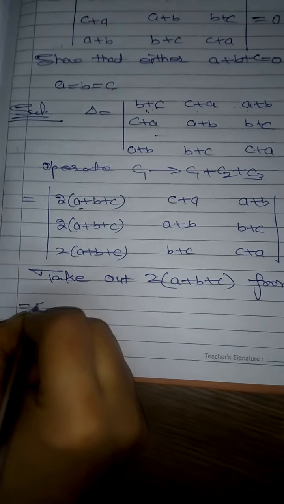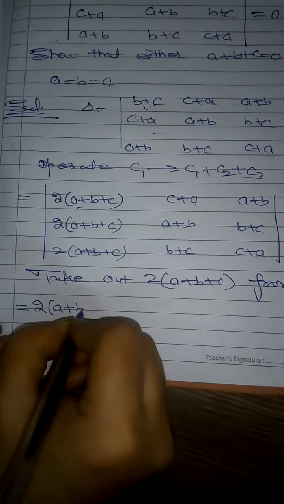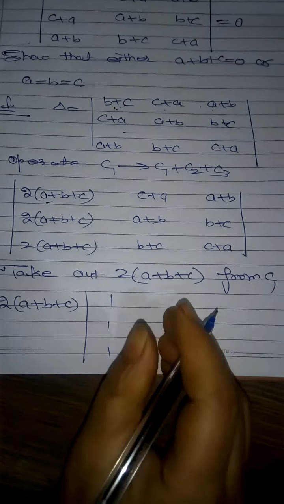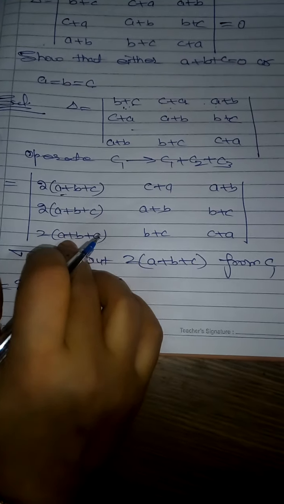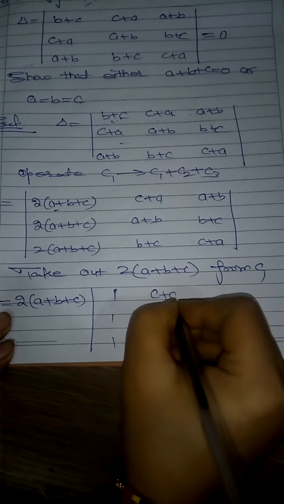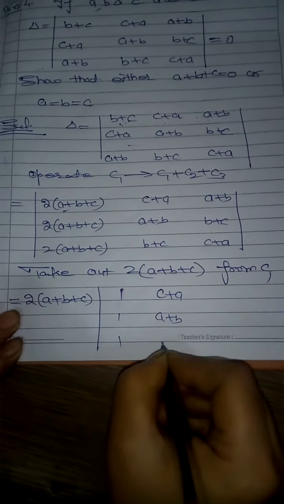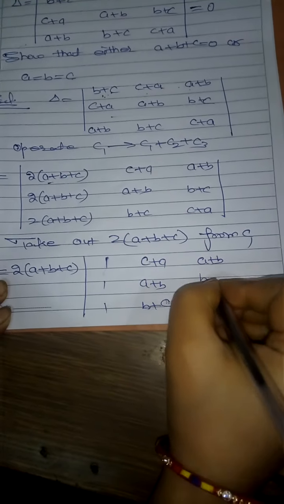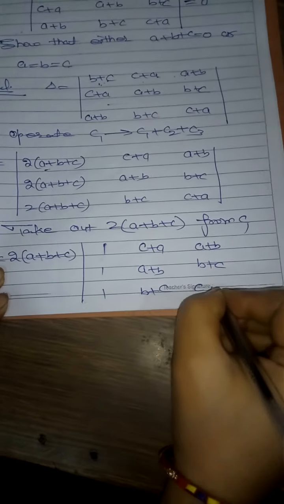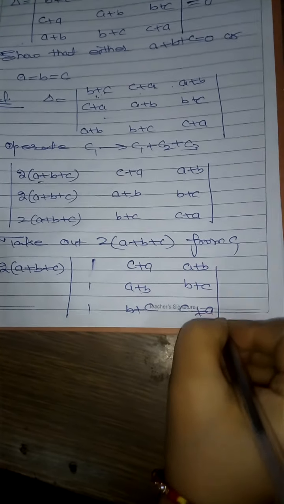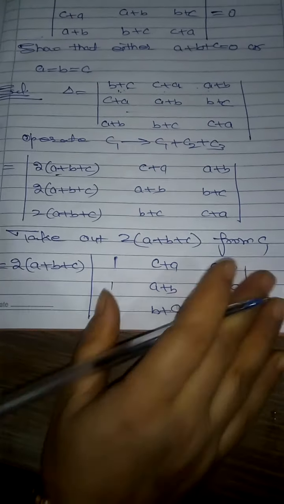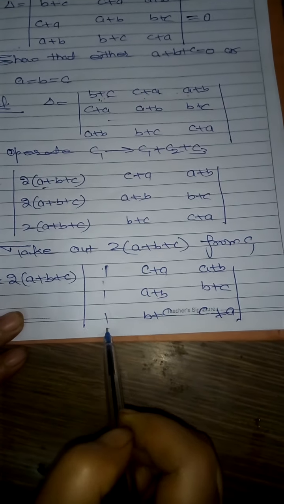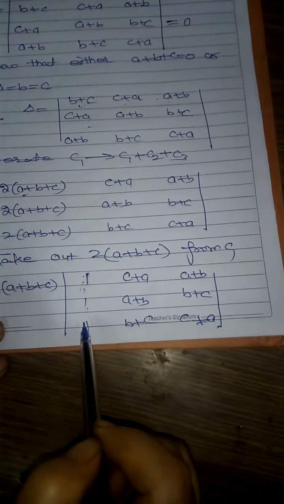So what is coming here? Twice of A plus B plus C, and then 1 is left here because we are taking this common. So what is left here? C plus A plus B, B plus C. Here A plus B, B plus C and C plus A. This is the determinant.